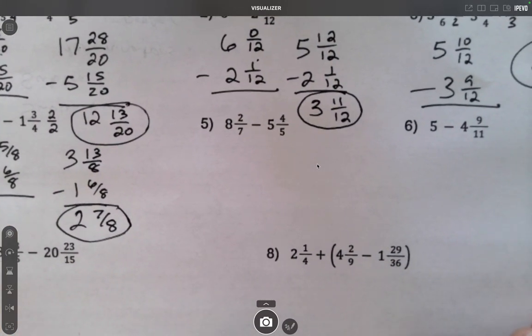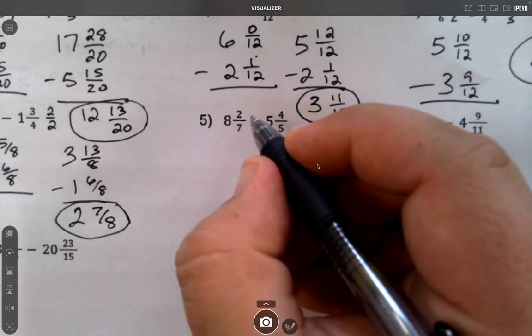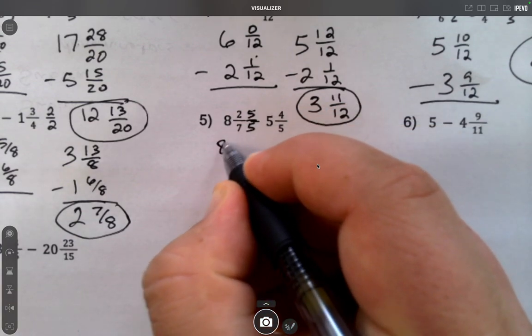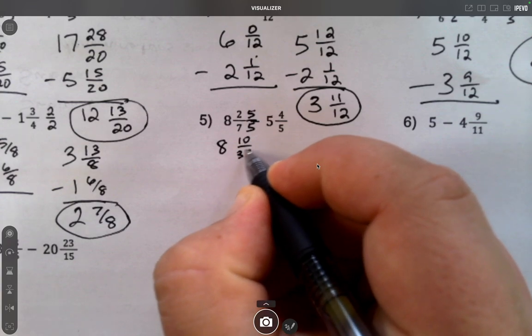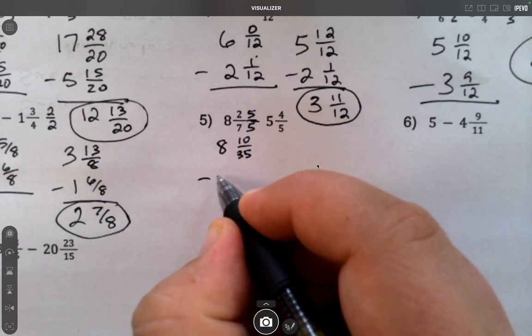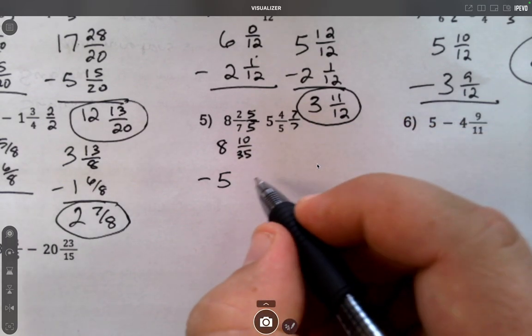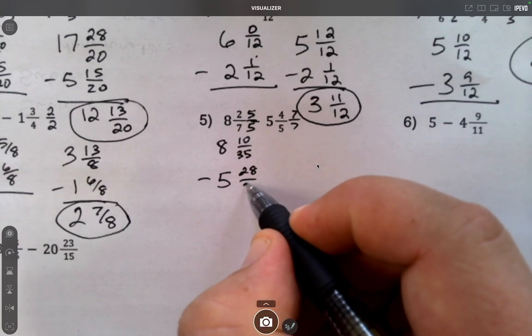Okay, number 5. 7 and 5 are our denominators. We need to use 35 as the common denominator. So here we'll multiply the top and bottom by 5. That gives us 8. 2 times 5 is 10. 7 times 5 is 35. Minus, got to multiply this one top and bottom by 7 to make it 35. 4 times 7 is 28. 5 times 7 is 35.